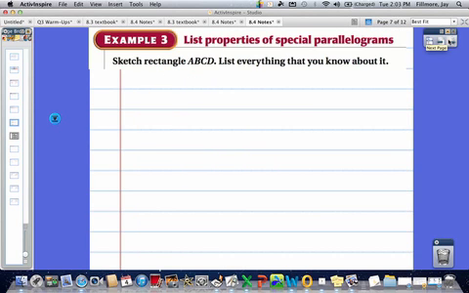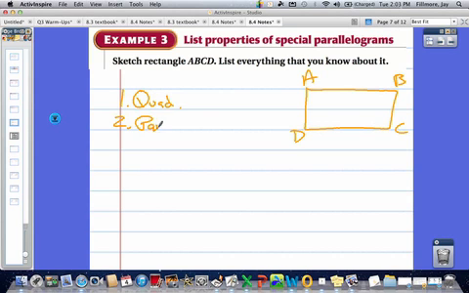So sketch rectangle ABCD and list everything you know about it. So here's ABCD. There's a lot of things we know. I mean, first of all, we know it's a quadrilateral with 4 sides. We also know it's a parallelogram, since it's a rectangle. And since it's a parallelogram, we know that opposite sides are going to be parallel. So we can say that AB is parallel to DC. And we can say AD is parallel to BC.